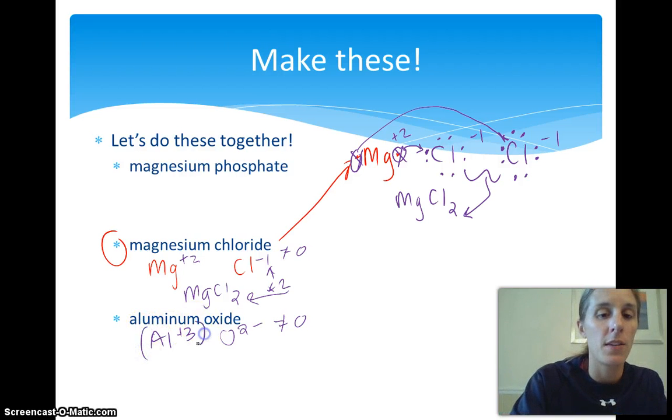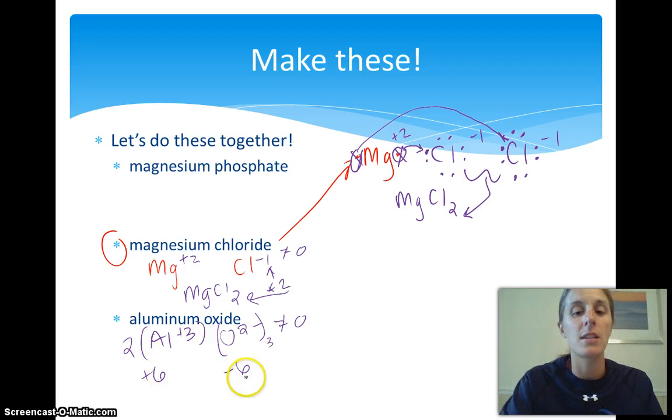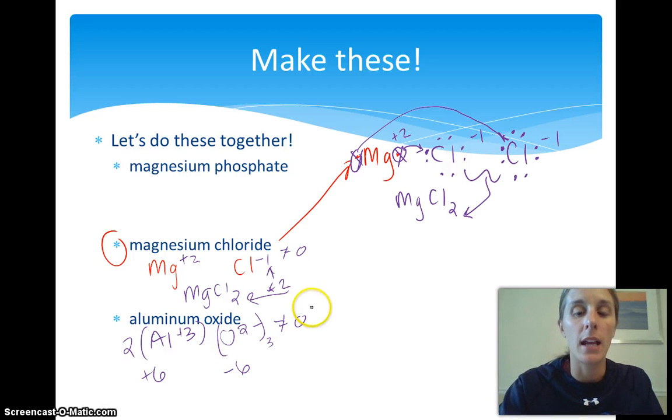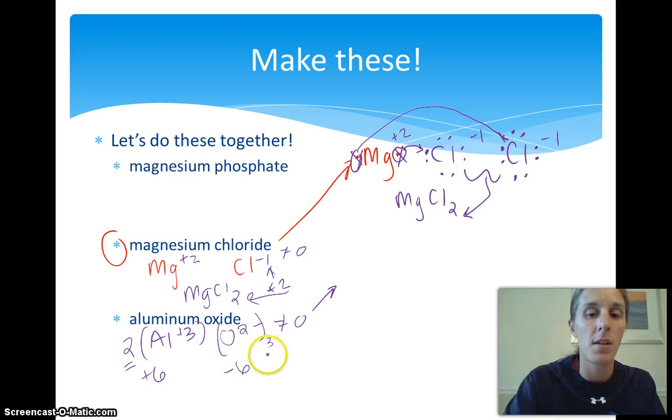If I multiply this guy by 2, that gets me to +6. If I multiply this guy by 3, it gets me to -6. And +6 and -6 does equal 0. So now I can go ahead and write my ionic compound using those little numbers as my subscripts.